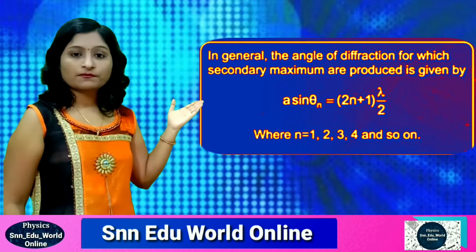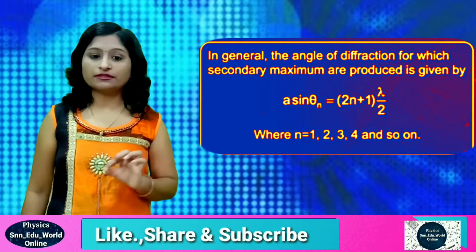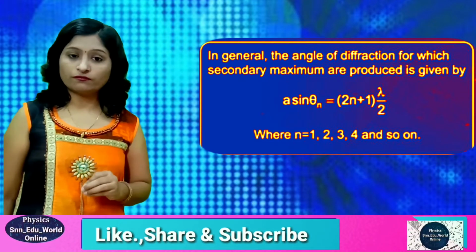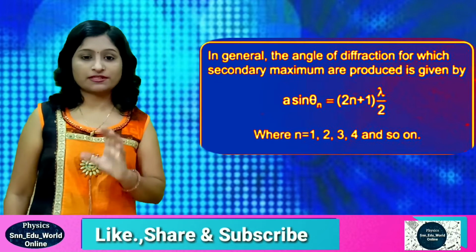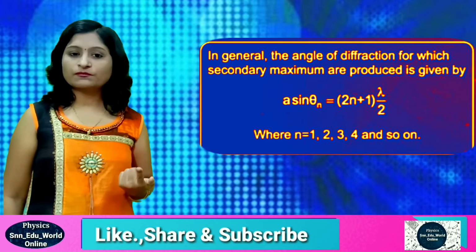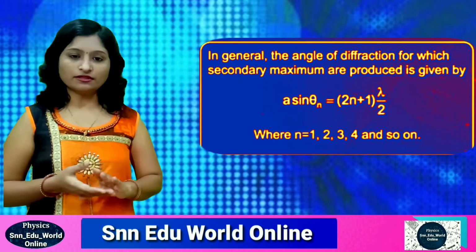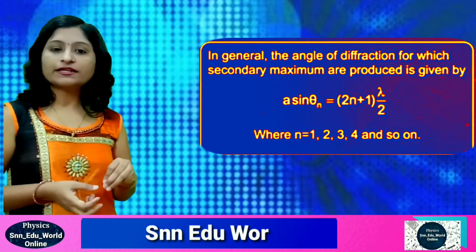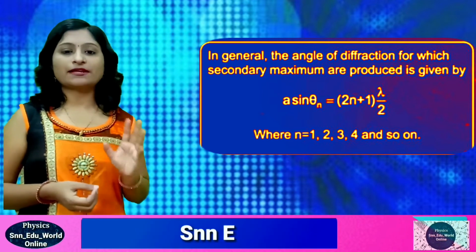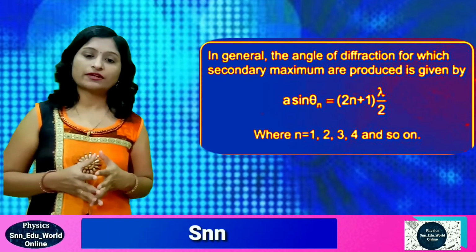What if a sin theta is 2n plus 1 lambda by 2? As discussed earlier, that is an odd integer multiple of lambda by 2. So if we take 2n plus 1, where n varies from 1 to 3 and so on, and substitute the values of n respectively, then we will get 3 lambda by 2, 5 lambda by 2, 7 lambda by 2 and so on. For all these conditions of path difference 2n plus 1 lambda by 2, we will get the secondary maxima on the screen with decreasing intensity. So that is the major difference in diffraction.